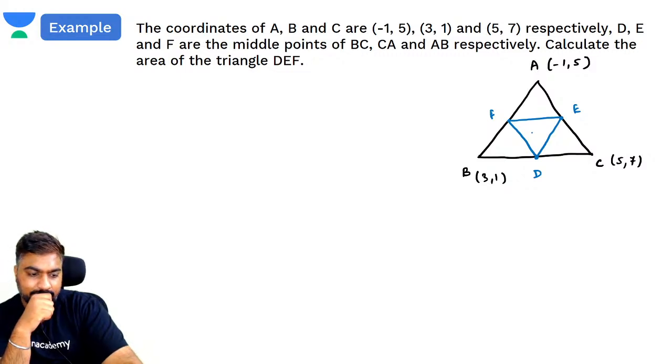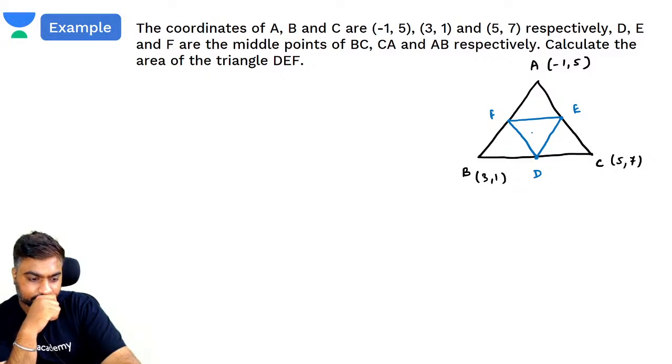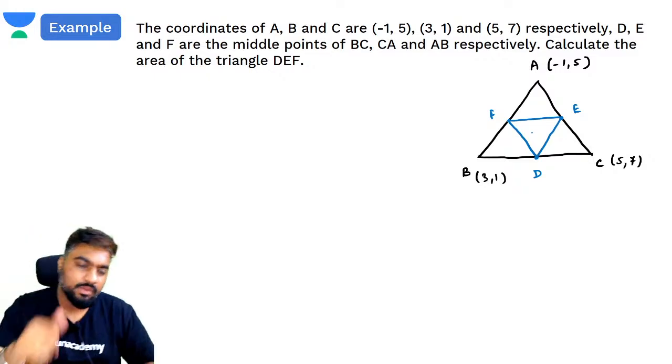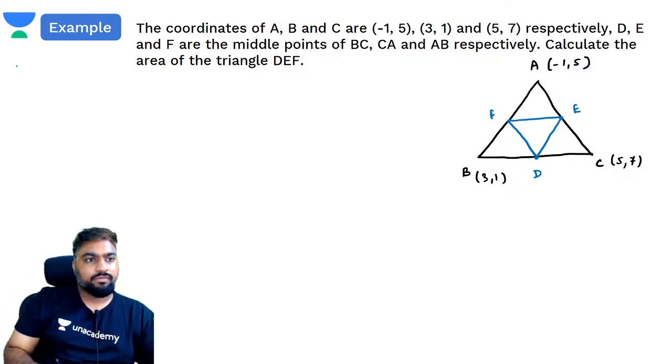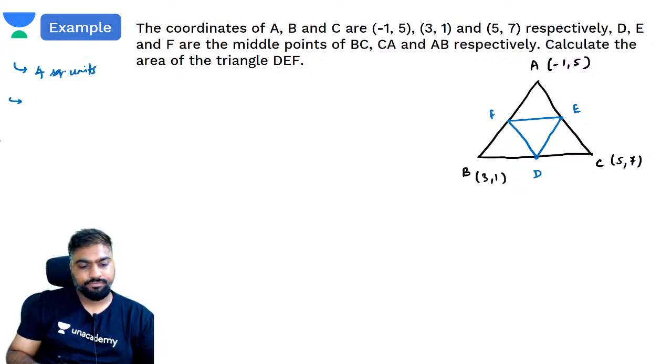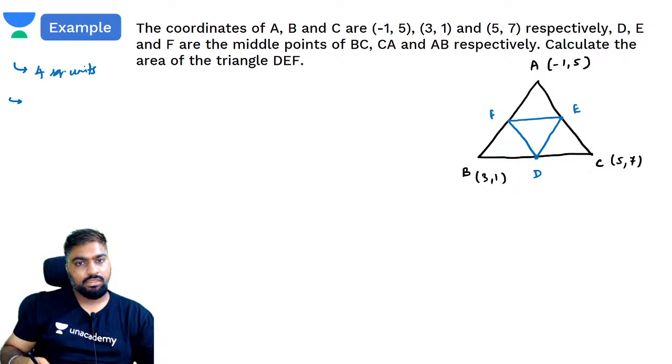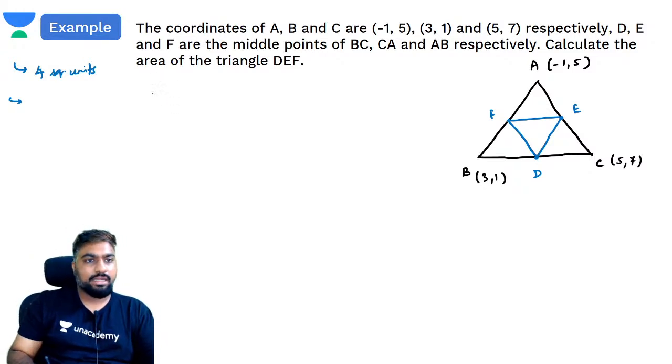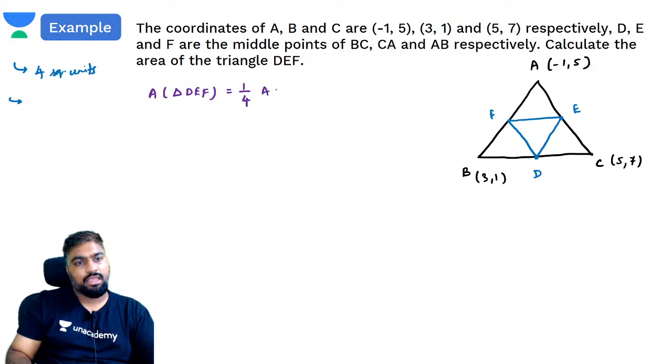4 square units. Milan says 4. How about others? Baki? मिलन के हिसाब से आंसर 4 है. 4 square units. Anyone else? Vishal says 4. Beautiful Vishal, very good. तो क्या आ गया? Simple, that's it. You know that area of triangle DEF is going to be 1/4 of area of triangle ABC.